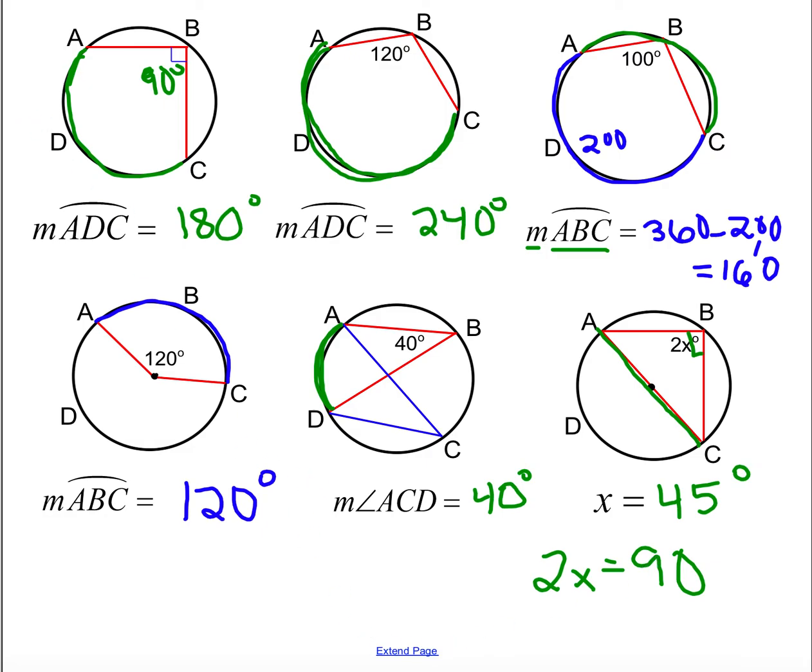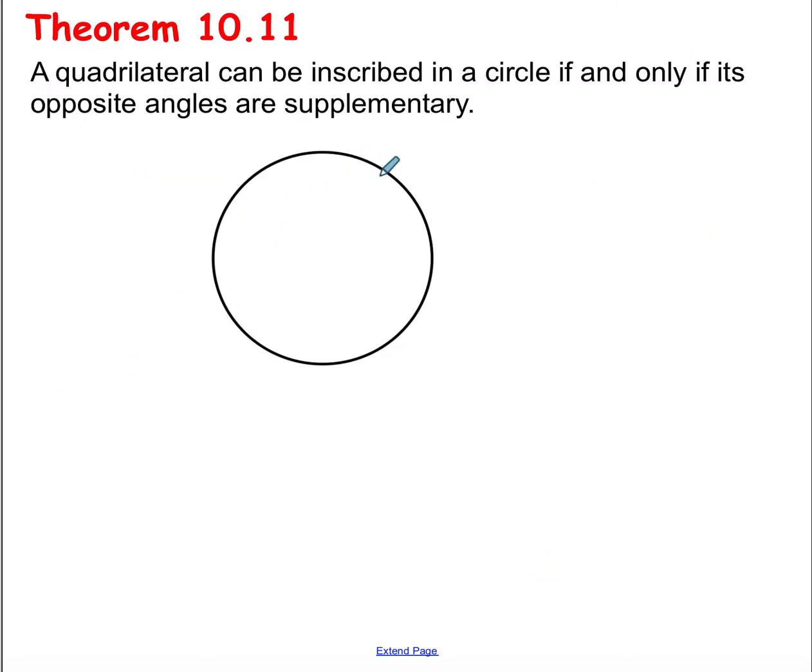All right, very good. Moving right along, one more theorem really quickly and then a practice problem, and we are done. Theorem 10.11 says this: a quadrilateral can be inscribed in a circle if and only if its opposite angles are supplementary. Let's inscribe a quadrilateral into this circle. I'm just going to try and draw something relatively close to a square here. Okay, that's close enough. It doesn't have to be a square, it just has to be a quadrilateral.